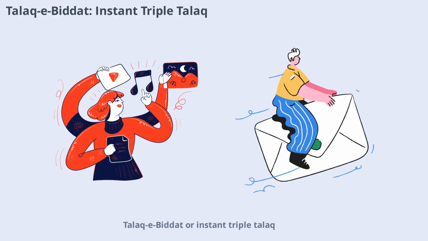Talaq-e-Bid'at, or instant triple talaq, involved the husband pronouncing talaq 3 times at once, either orally, in writing, or electronically. This form was common among Sunni Muslims but has been declared unconstitutional by the Supreme Court and made illegal by the 2019 Act, reflecting a commitment to gender justice.